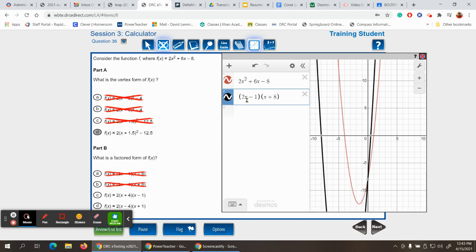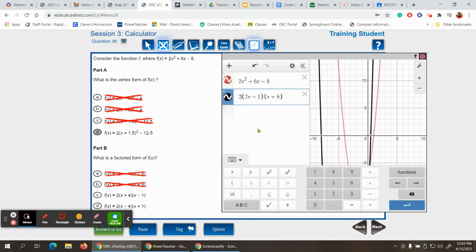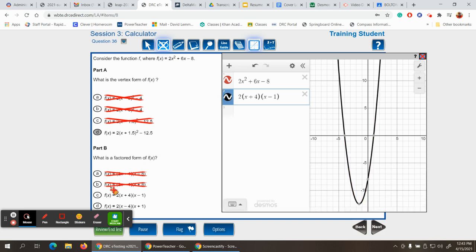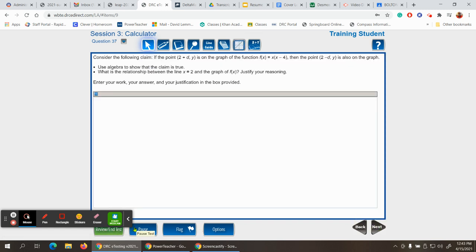For C, they said 2, move over, delete the 2, plus 4, and then x minus 1. So minus 1. Looky there. Black's on top of red. That is my answer. So I'm going to click next, and we'll move on to the next one.